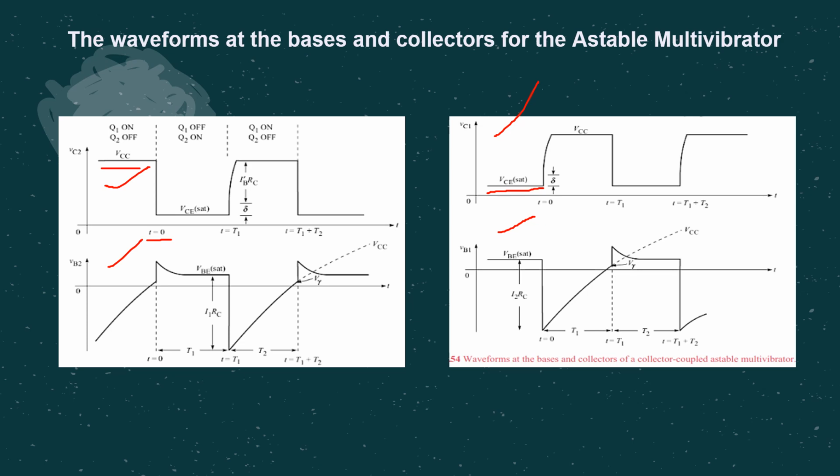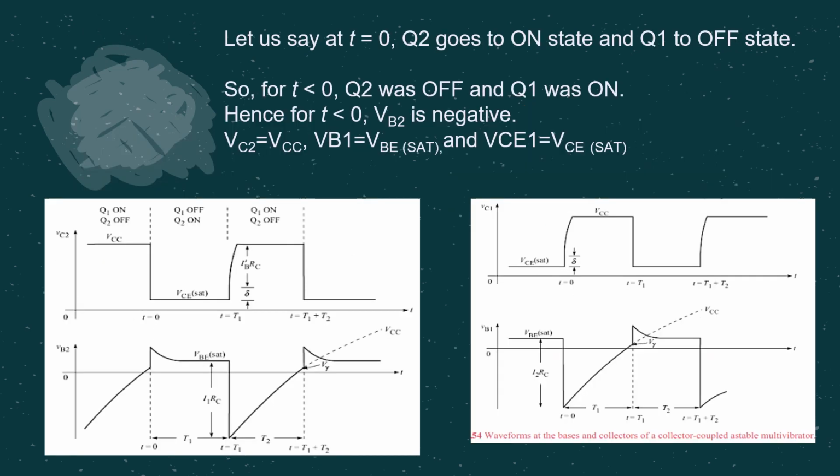Similarly, if VB1 is positive, VB2 is negative. These base potentials are also complement to each other. Why? Because one transistor will be operated in saturation, other will be in cutoff. That's why the outputs and inputs are complement to each other.